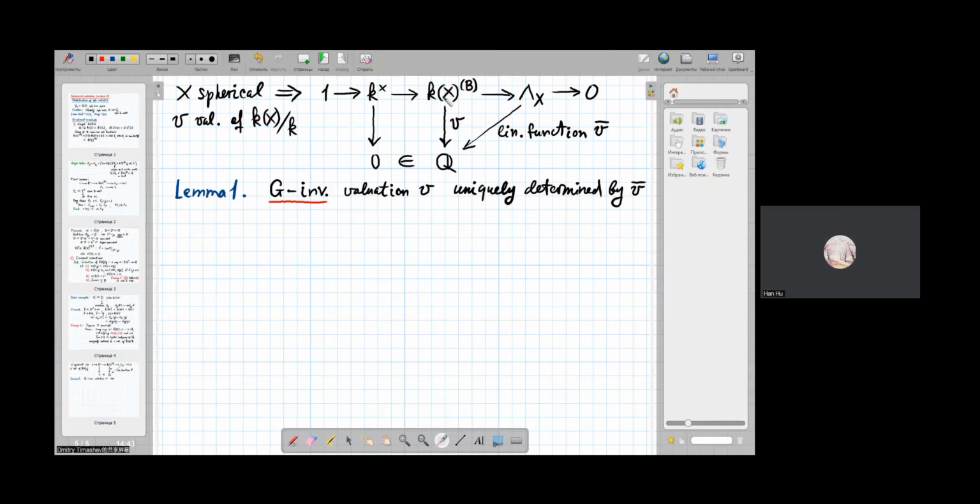And if it is so, then as it was explained here, of course, it is given just by this linear function on the weight lattice, because this part always goes to 0. So this lemma is a bit technical. The proof will occupy some time. So let me start the proof.